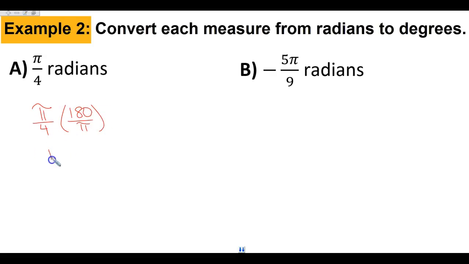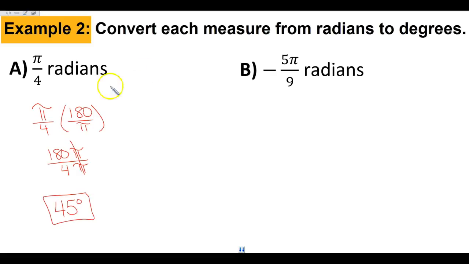So what I'm going to get here when I multiply across the top is 180 over pi. Multiply across the bottom, I'm going to get 4 pi. Our pi's are going to reduce to 1. So then I can take 180 divided by 4 and get 45 degrees.